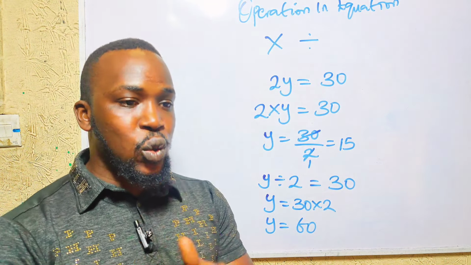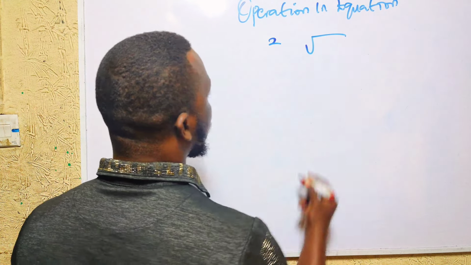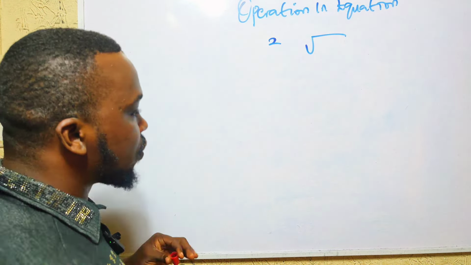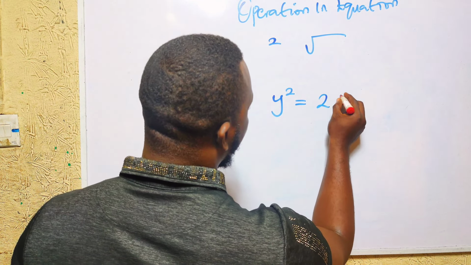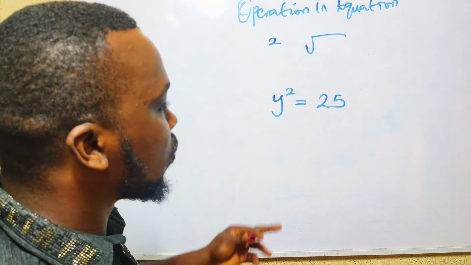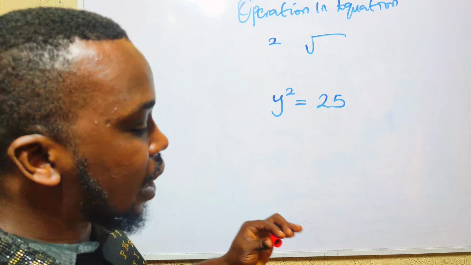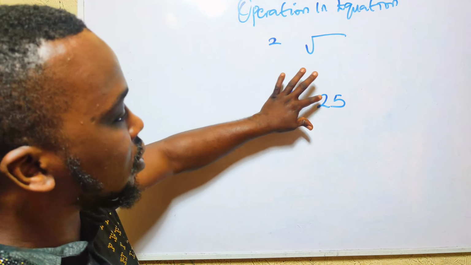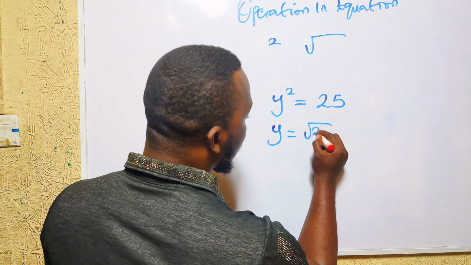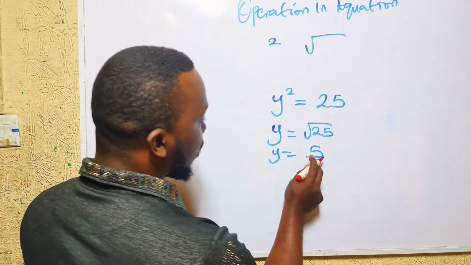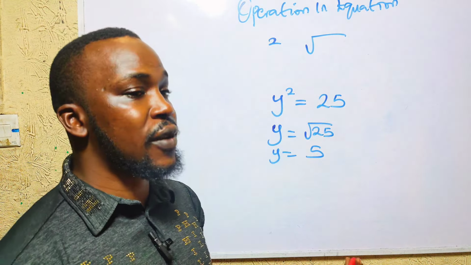Now, we are going to go into square and square root. When we have something like y squared is equal to 25, what is the value of y? The same thing applies. This square will cross the sign of equality, and it is going to change to square root. Therefore, y is equal to square root of 25. y is equal to 5. Therefore, the value of y here is 5, which is 5 times 5 will give you 25.